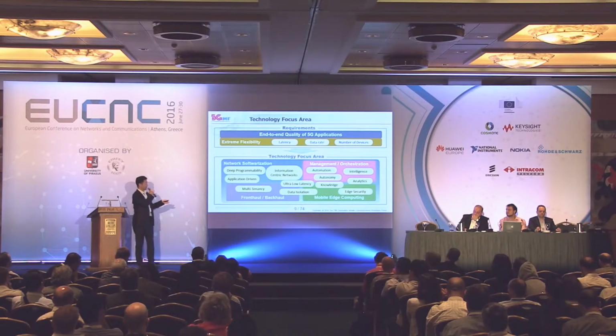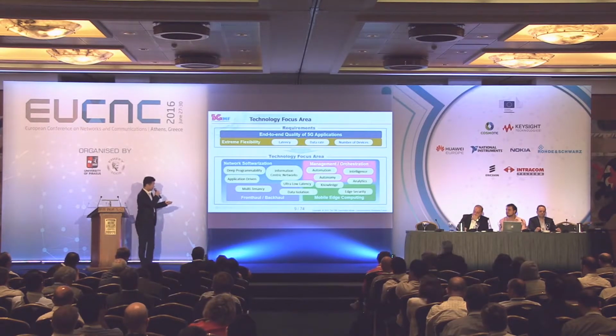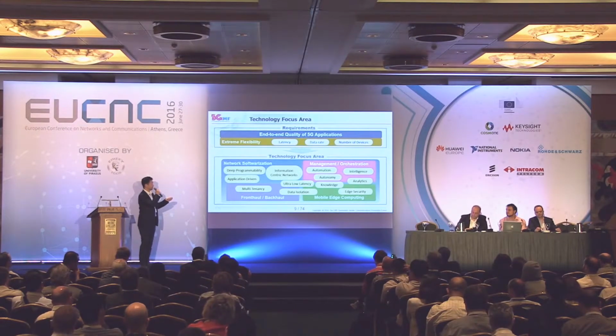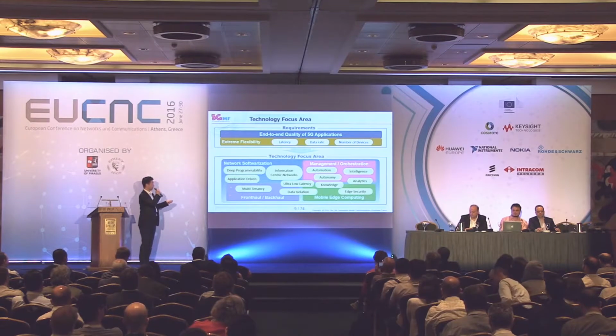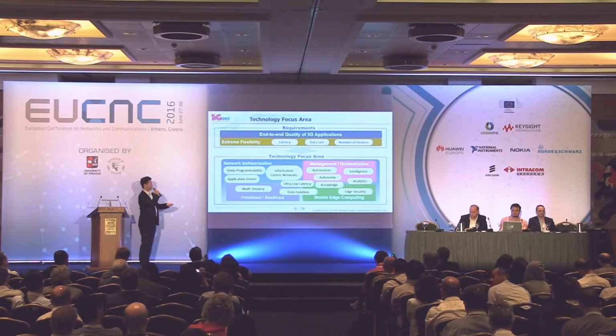Our concept includes this intelligence, automation, and autonomy part, and knowledge is important. And there is the mobile edge computing and fronthaul, backhaul slicing idea. So these are the 4 focus areas that we think are important.